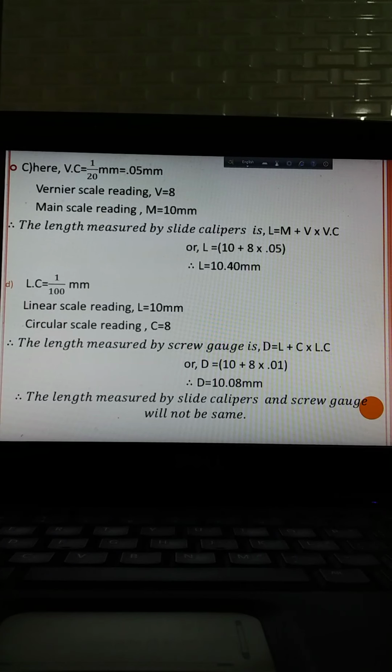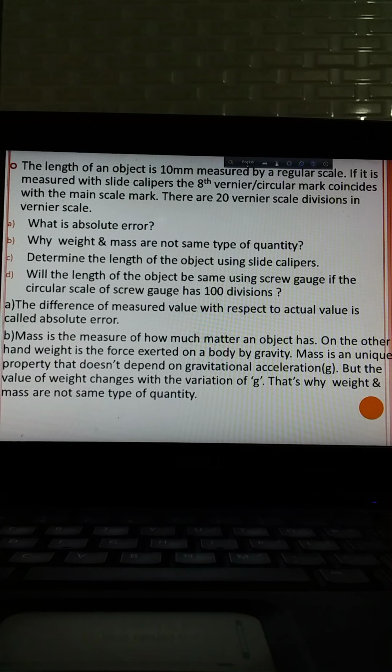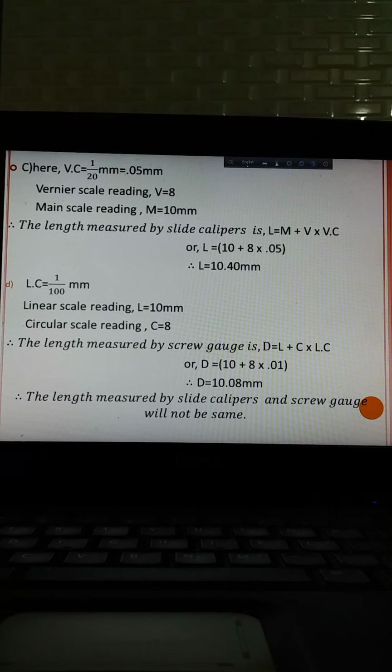Okay, now let's go for the answer of the third question. In our stem, we have noticed the vernier scale has 20 divisions. So at first we have to determine the vernier constant, because as we know, our equation for measuring the length is L equals M plus V into VC, that means vernier constant. So what will be the vernier constant in this question?